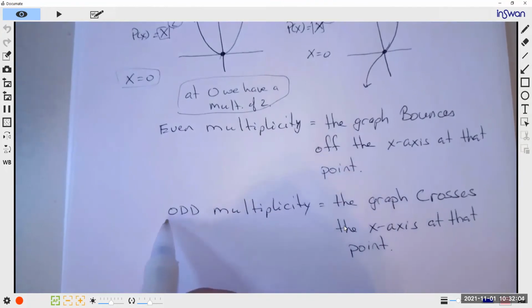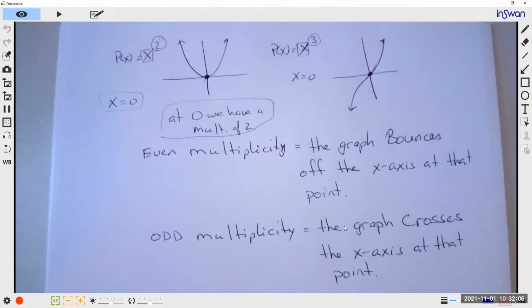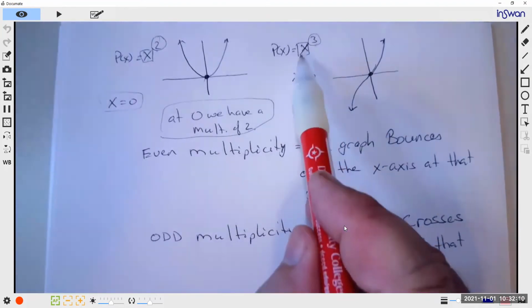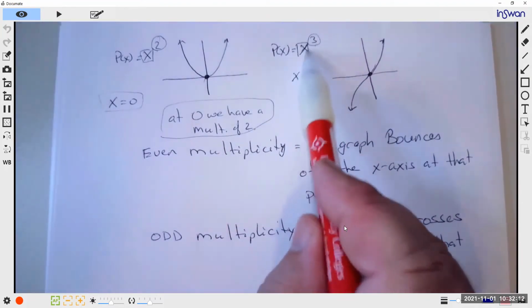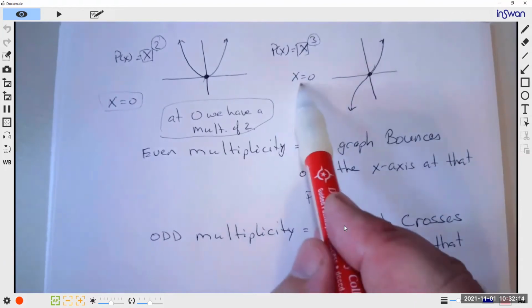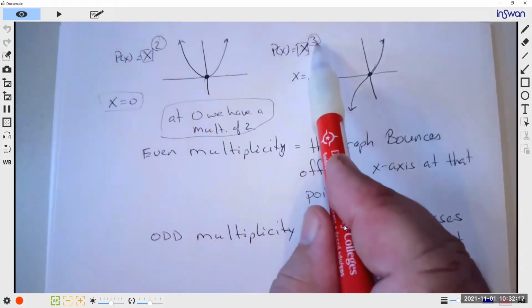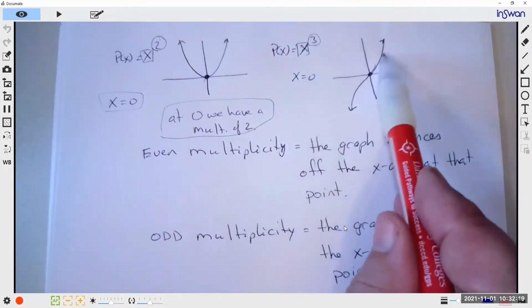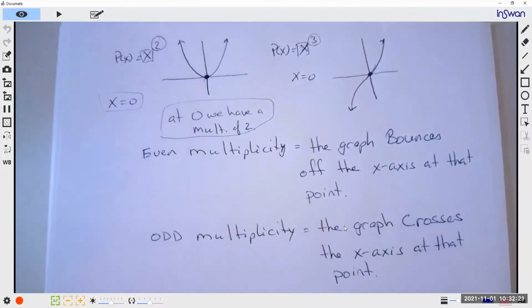So that's very important because it tells us what the graph is going to do at that location. We know the 0, whatever the base is, the bottom part of that exponent, set that equal to 0, it's at 0. And if it's an odd exponent, we know the graph's going to cross at that point. If it's even, it's just going to bounce at it.